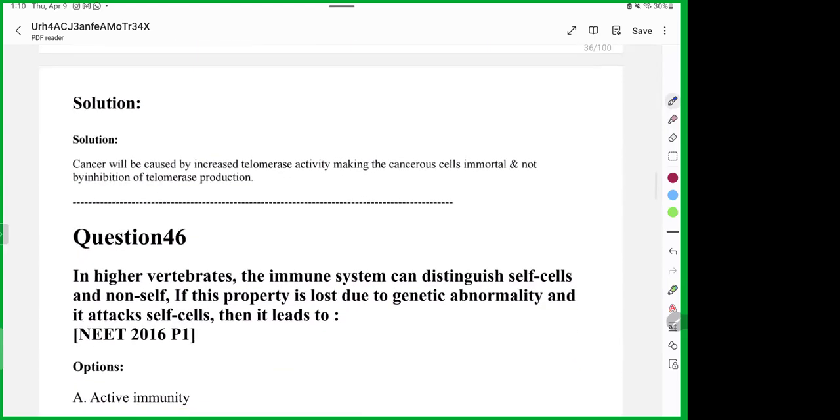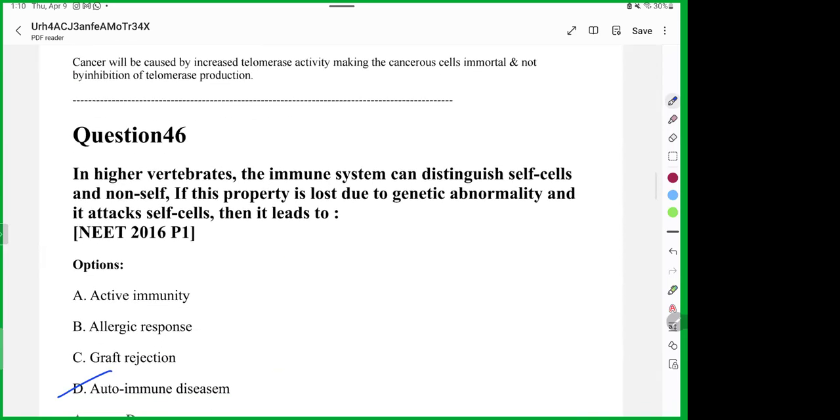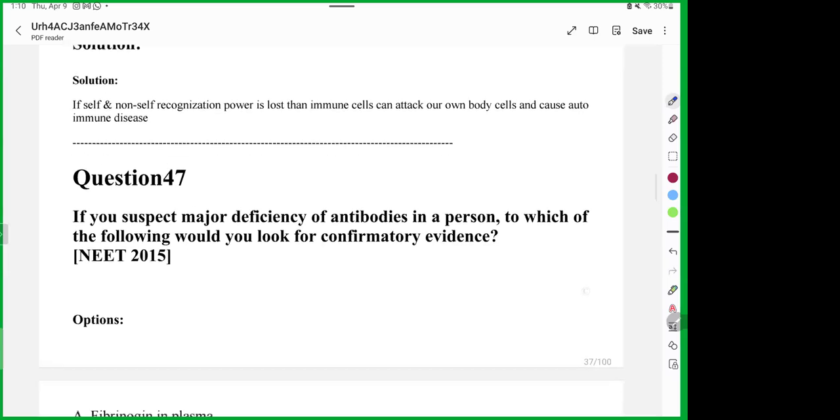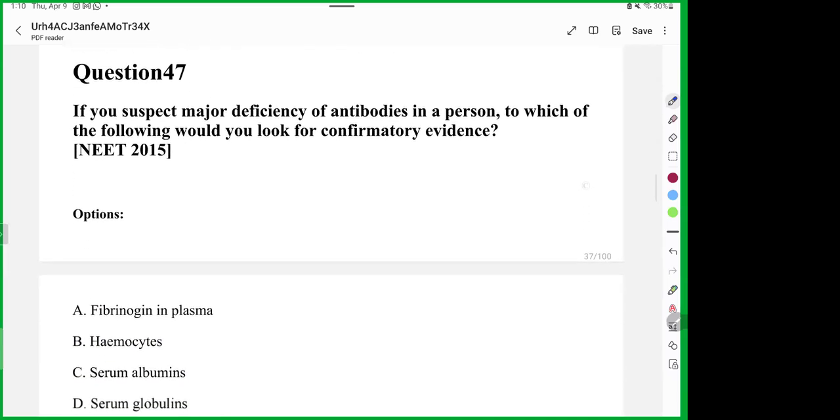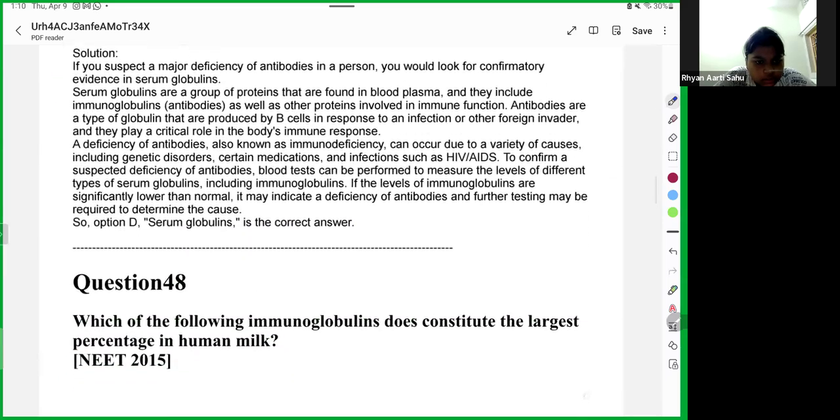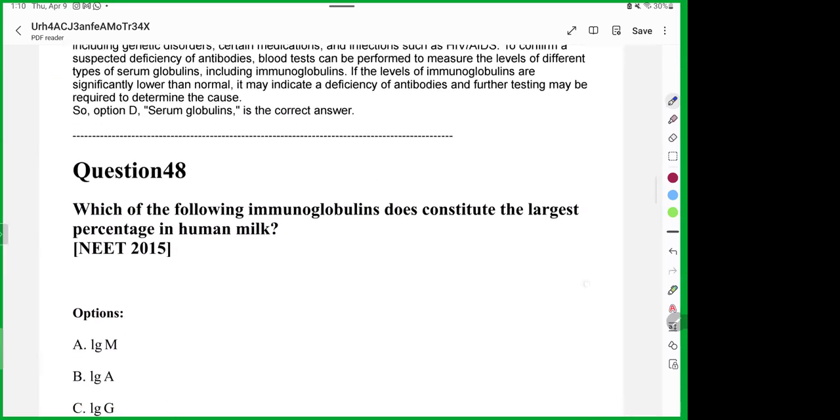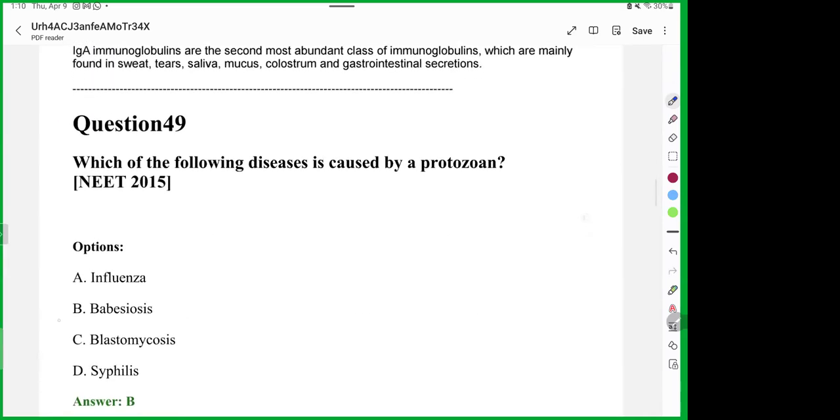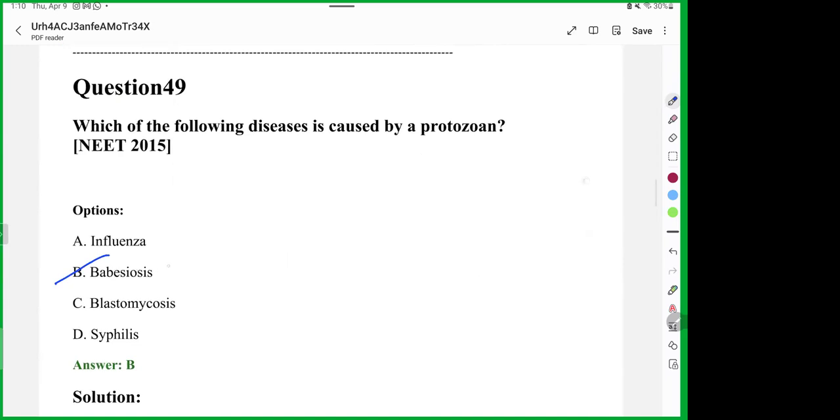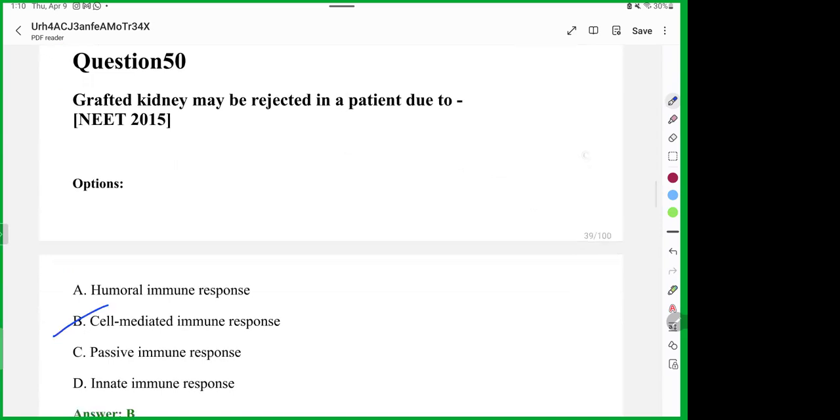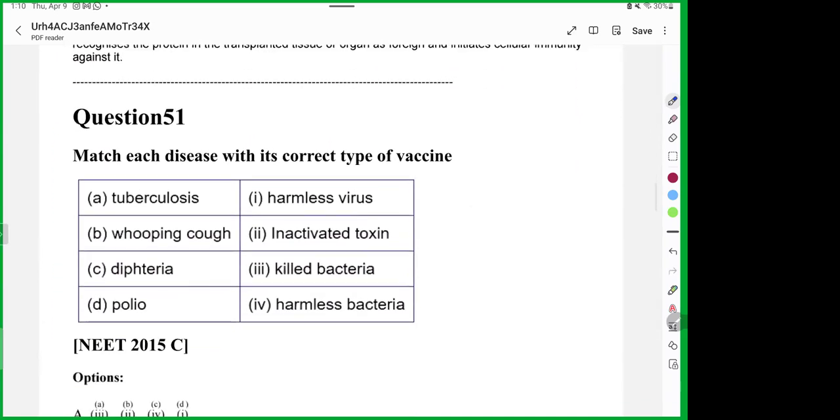NCERT, self non-self property, autoimmune disease. D. Major deficiency of which of the following, you look for the confirmatory test: major deficiency of antibody, globulin, because globulin has antibody. Immunoglobulin constitutes the largest percentage in humans: IgE. Milk. Disease by the protozoa Babesia. We already discussed this question, correct? Graft rejection. Done. Kidney cell.